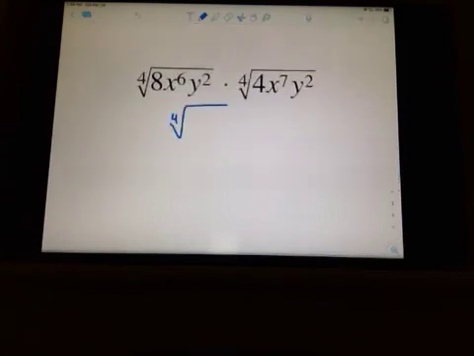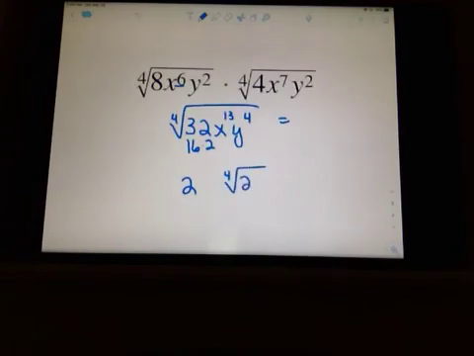So I'm going to have 4th root of 32. X to the 6 and 7 gives me 13. Y to the 2 and 2 gives me 4. 32 is not a perfect 4th root, but it contains 16, 2 times 2 times 2 times 2 is 16. So 16 times 2. So the 4th root of 16 is 2. The 4th root of 2 I don't know. 4 goes into 13 evenly 3 times with 1 left over. And on my y, 4 goes into 4 evenly 1 time with none left over.